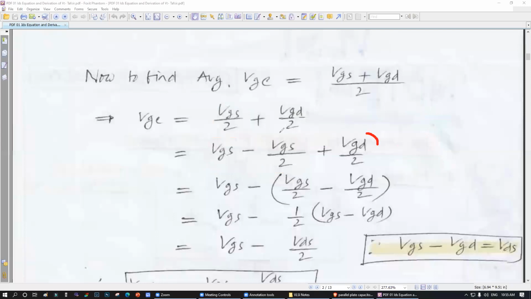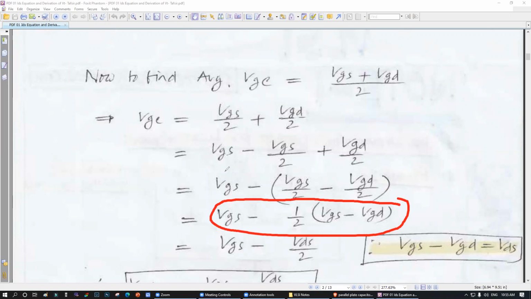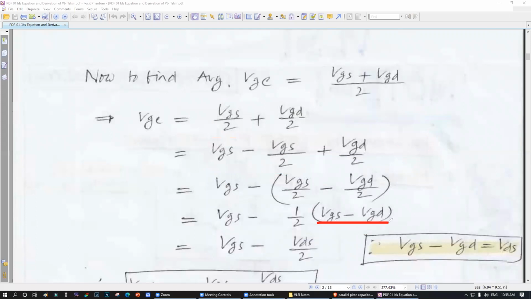Now from these two, take minus half common. VGS is VGS, and if you take minus half common, minus half comes at the front. Then you have VGS minus VGD. Can you see that? Okay. In place of VGS minus VGD, we can write VDS. How can we do that?